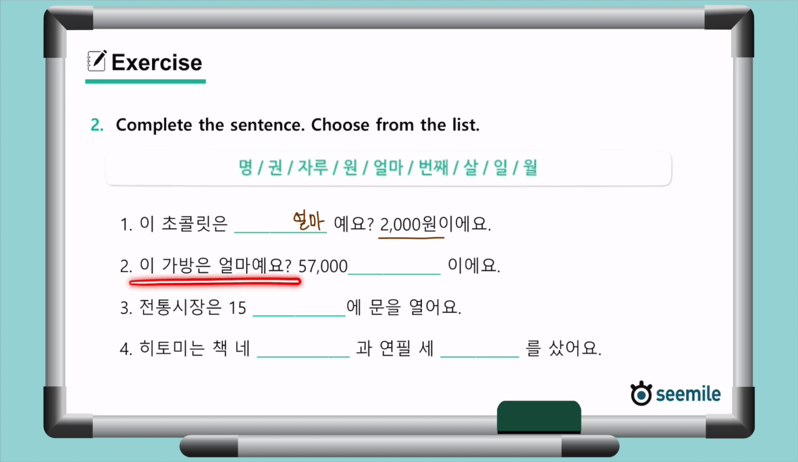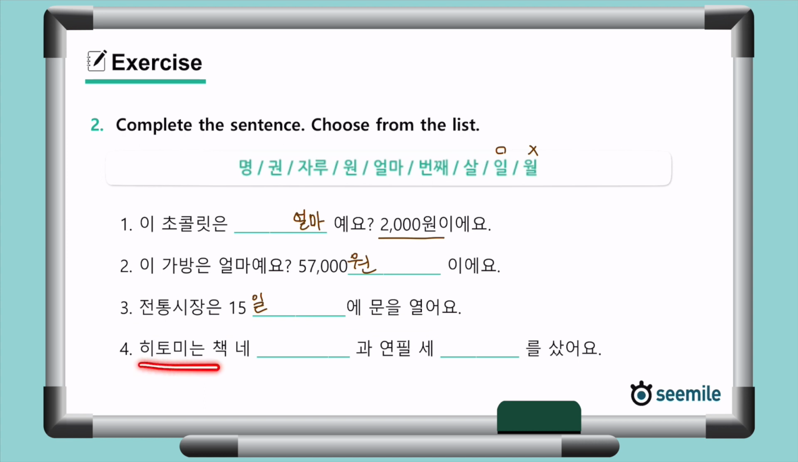Number 2. 이 가방은 얼마예요? 57,000원이에요. Do you remember the Korean monetary unit? Yes, 원. 57,000원. 57,000원이에요. Number 3. 전통시장은 15일에 문을 열어요. There's no 15th month, so probably the speaker is saying that the traditional market opens on 15th day. 15일. 전통시장은 15일에 문을 열어요.